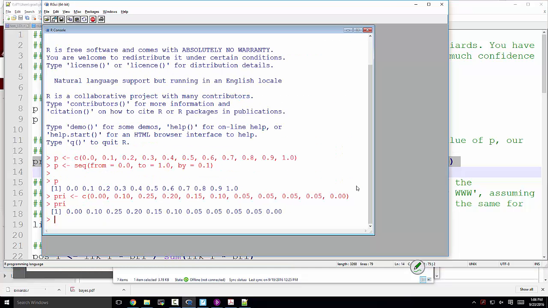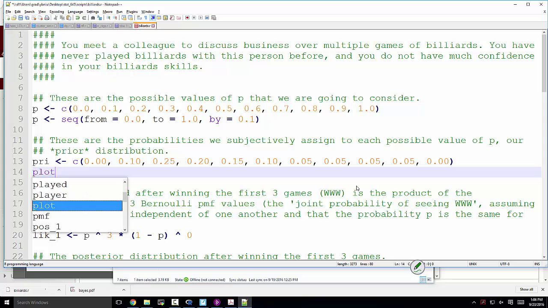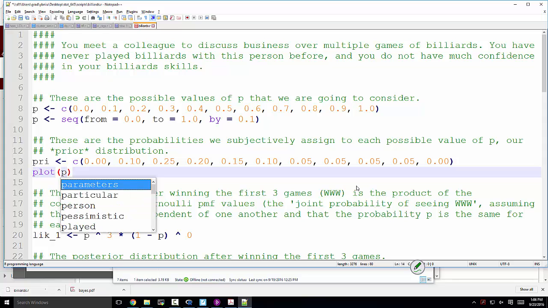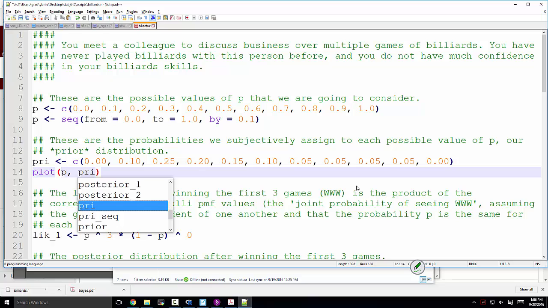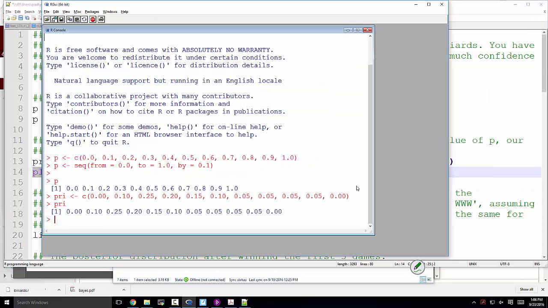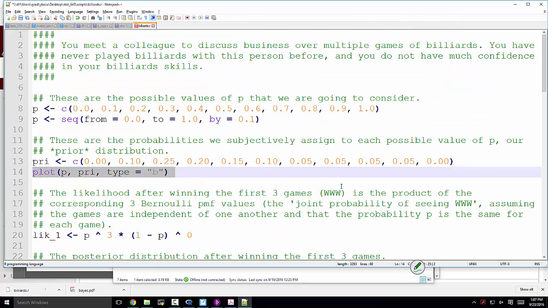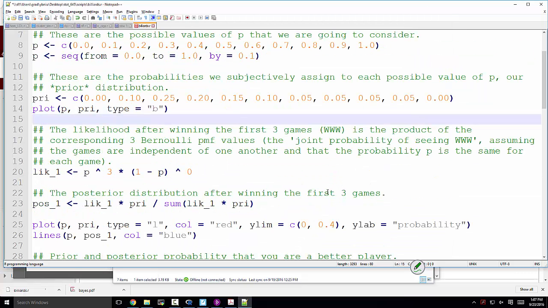So we could maybe make a picture. Let's do a picture to visualize what we're saying with our prior. Here are the possible values of P, and here are the priors. And let's do points and connected line segments, just to guide the eye. So there's my prior belief. It reflects not so much confidence in my abilities, because my prior puts most probability at lower values of P. Okay, let's suppose that we win 3 games in a row.